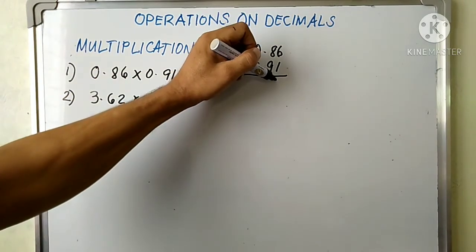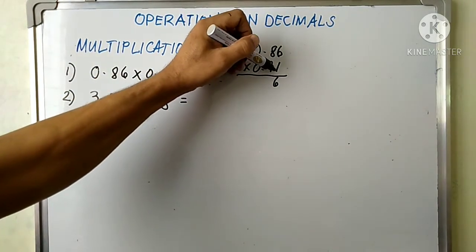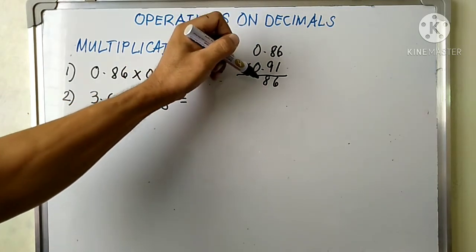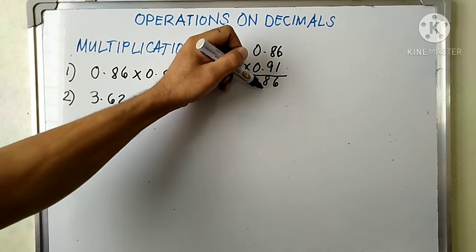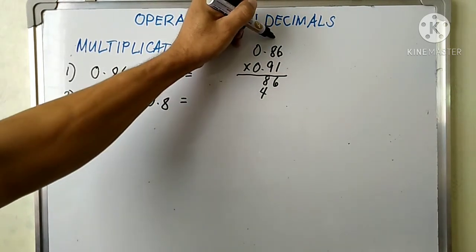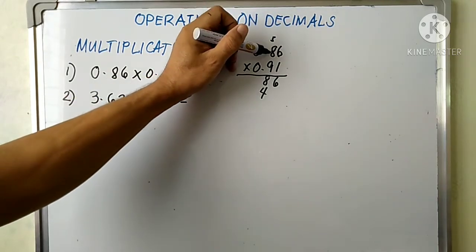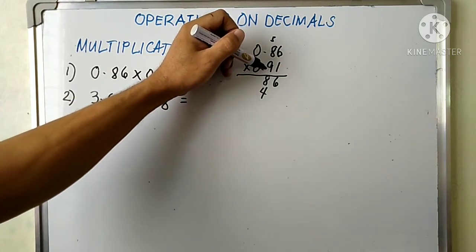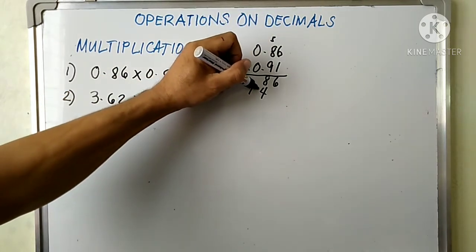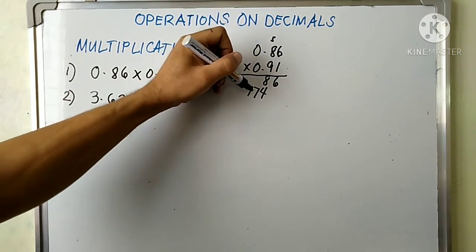So 6 times 1 is 6. 8 times 1 is 8. Then 6 times 9 is 54. Bring down 4, carry 5. 8 times 9 is 72. Plus 5 is 77. Add.